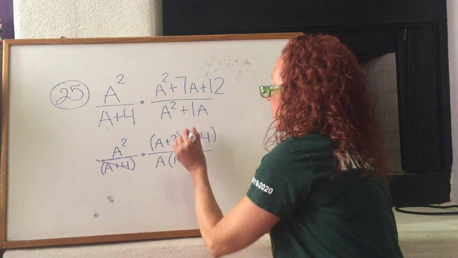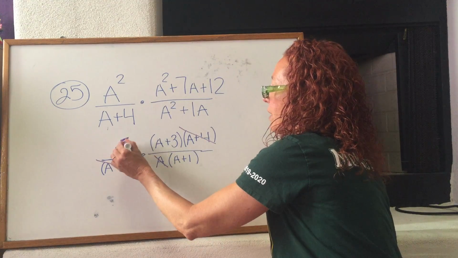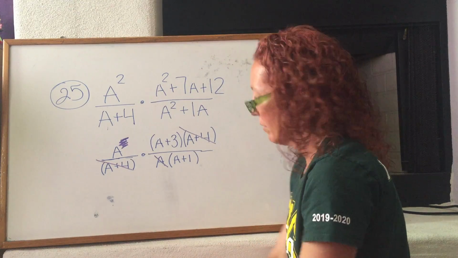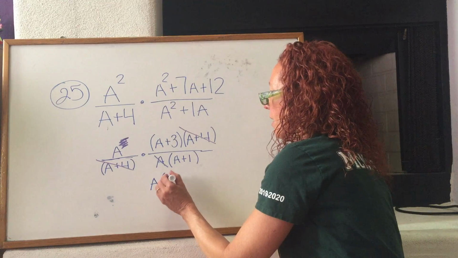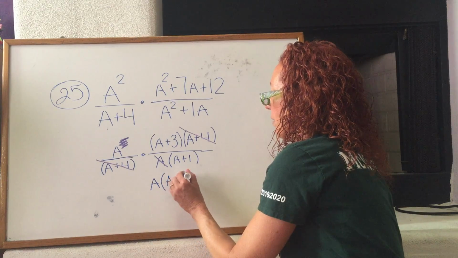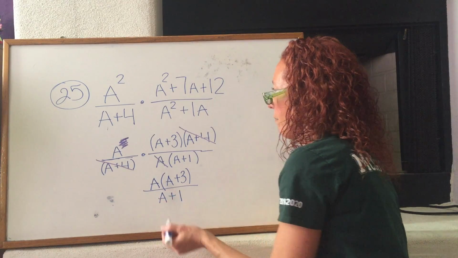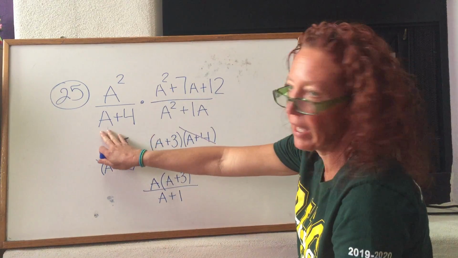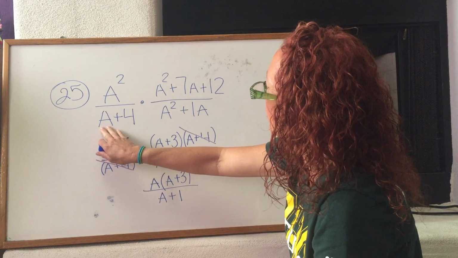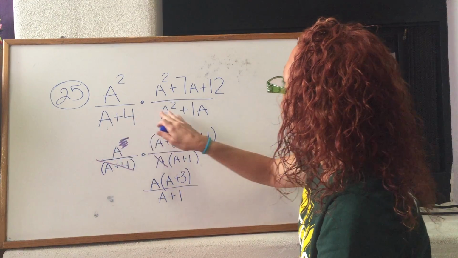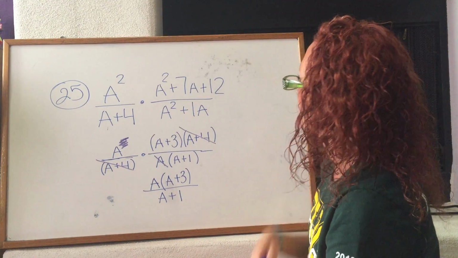My a plus 4s will cancel. This a will cancel into one of those. So it will leave my final answer. I have an a remaining. I have an a plus 3 remaining. I have an a plus 1 remaining. Keep in mind, think about your restricted values, your undefined values. A can't be -4, a can't be 0, and a can't be -1.